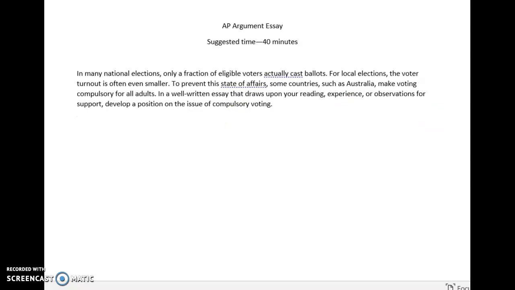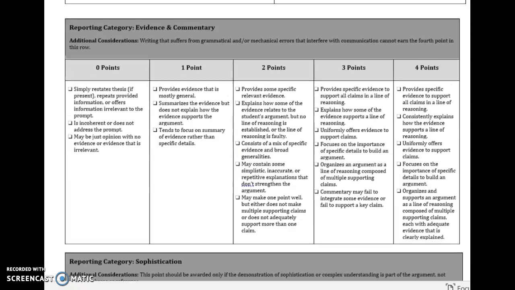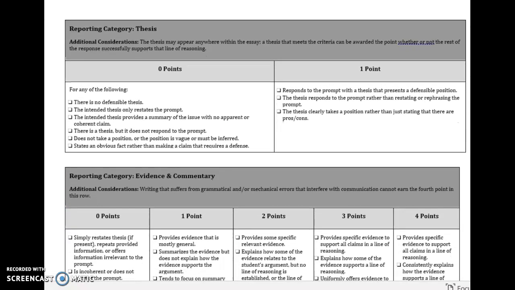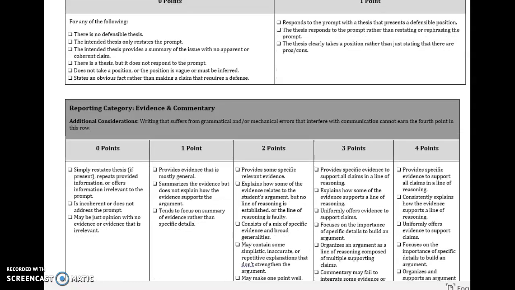And so before we look at a sample, I want us now to look at the rubric to remind ourselves what we're looking for in terms of the AP Argument rubric. So remember that the thesis category comes first, and it's an all or nothing category. So you either earn the 1 point for having a great arguable thesis statement that answers the prompt and takes a position, or you don't get a point at all.